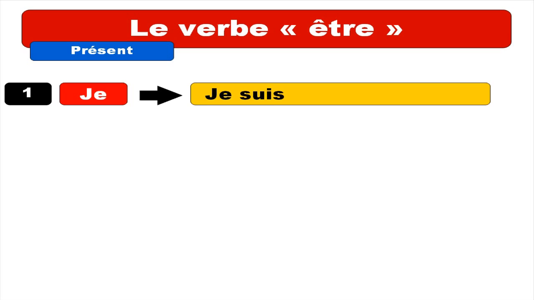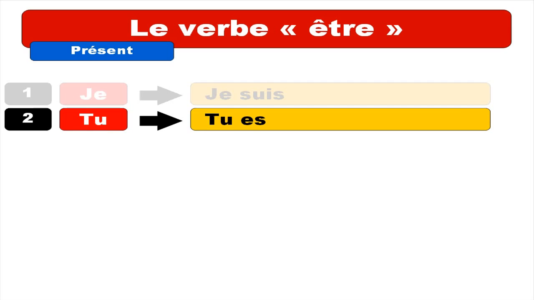Tu es. Alright, so you can notice that it's open, eh. So don't be afraid to open your mouth. You must be on your own now, so you can shout, eh. Okay, tu es. Repeat. Tu es. Okay, and then for il, masculine, il est.